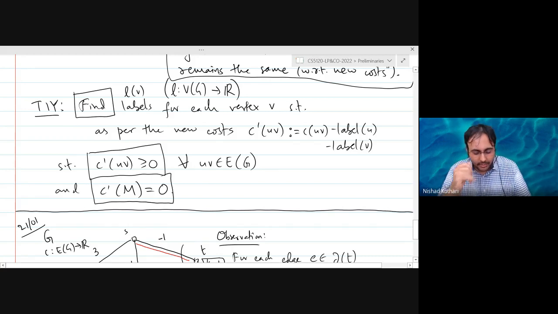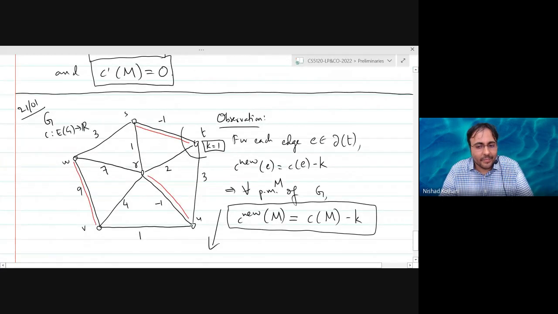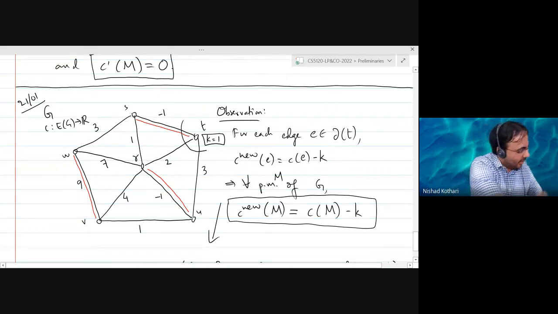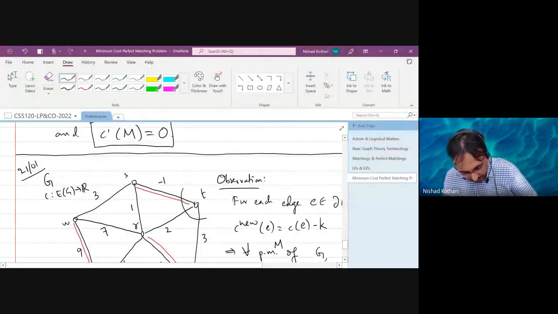No? No one gave it a shot? Okay, well, I did. So let me tell you what the labels are. We are going to put the label. Maybe I'll use a different color for the labels. Okay, maybe I'll put them in green.